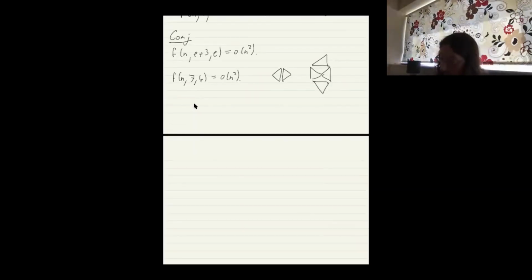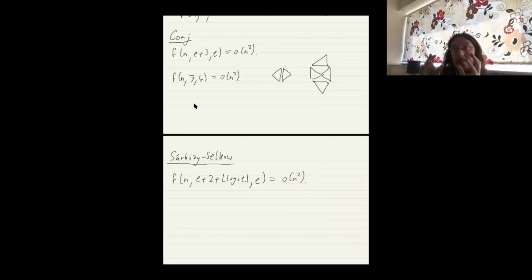But there is a nice theorem of Sárközy and Selkow from about 15 years ago, saying that instead of getting e plus 3, if you add a log factor, so if you add log base 2 of e instead of 3, then in that particular case you get little o of n squared. So if there's no e plus log e vertices containing e edges, then you have little o of n squared.